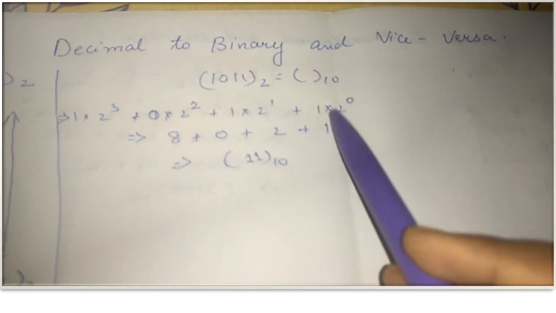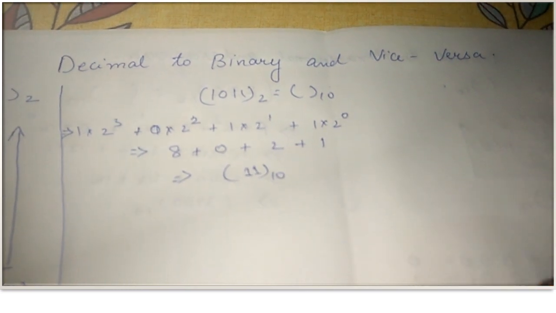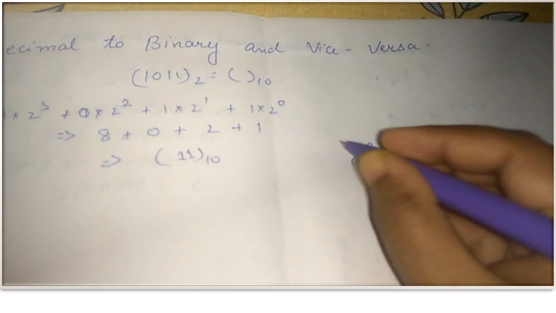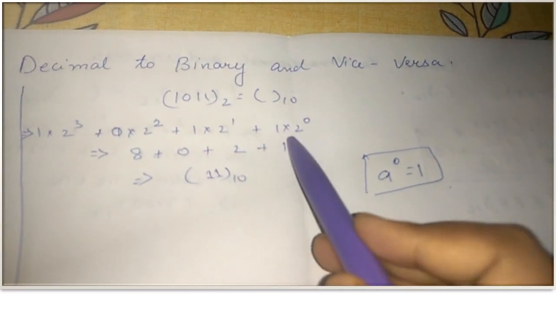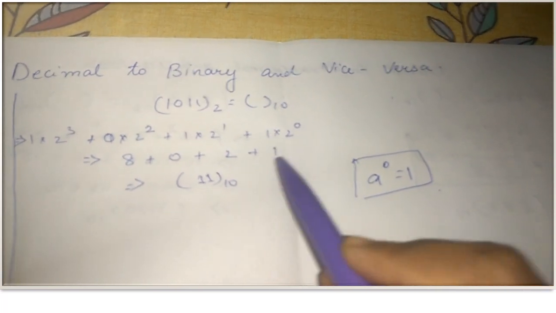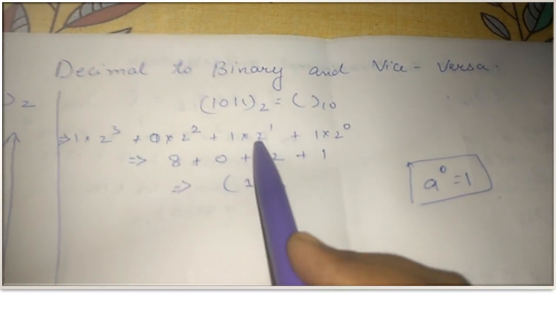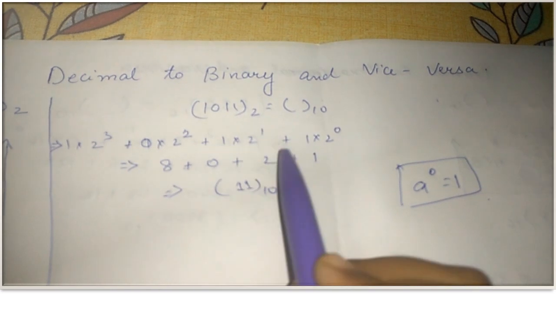Okay, now the next step: 2 raised to 0 is what? Anything raised to 0 is always 1. This thing you have to remember. So 1 into 2 raised to 0: anything raised to 0 is 1, so 1 into 1 is obviously 1 only. Next 1 into 2 raised to 1. 2 raised to 1 means 2. So 2 into 1 equals 2.